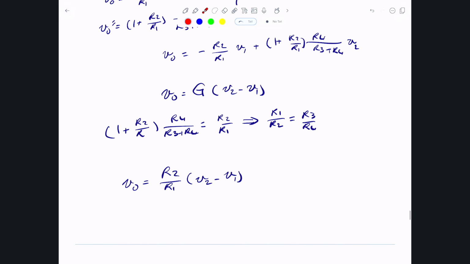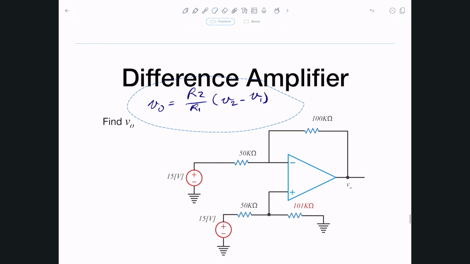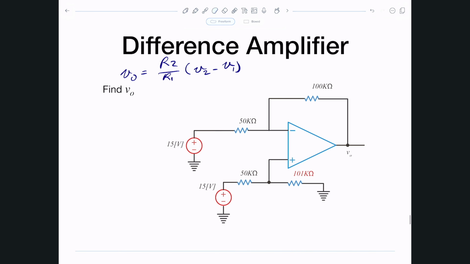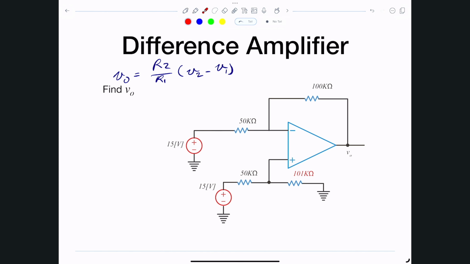All right, so let's take this equation and just use it in a useful circuit. In here, I have provided you with the following difference amplifier. In this particular difference amplifier, one input is 15 and the other input is also 15, and I have decided that this should be 100 kilo ohms and this should be 50 kilo ohms. But instead of providing 100 kilo ohms here, I provided 101 kilo ohms, and this here is 50 kilo ohms.